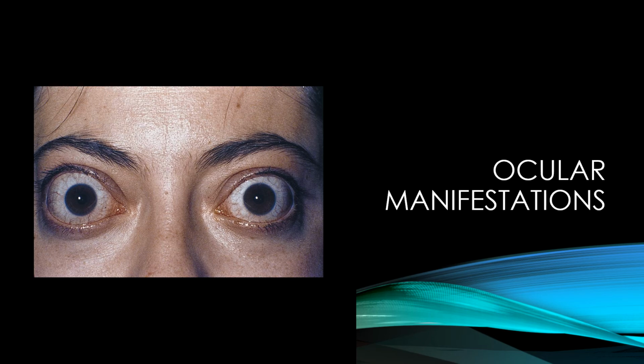Diplopia, double vision, again, we'll see that when the muscles of the eye start to get involved. Keratitis, corneal ulcers as a result of that lag ophthalmos, because the cornea is going to be exposed to the environment without adequate blinking to remoisturize it. And because of nerve compression, we'll see glaucoma in these patients as well.